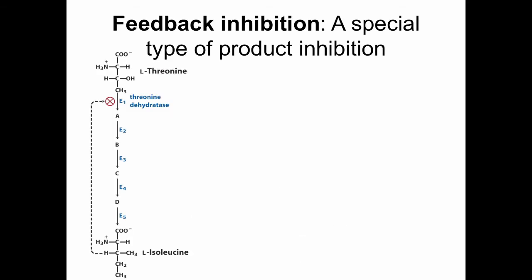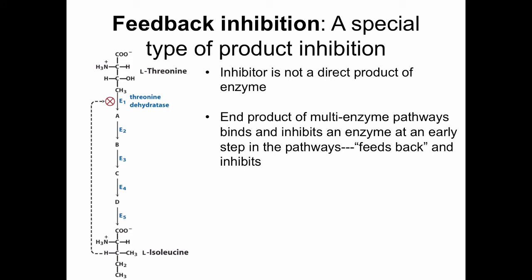Feedback inhibition is a special type of product inhibition. And so the inhibitor is not a direct product of the enzyme. Instead, the end product is that of a multi-enzyme pathway, where that end product binds and inhibits an enzyme at an early step in the pathway. So it feeds back and inhibits that first enzyme.